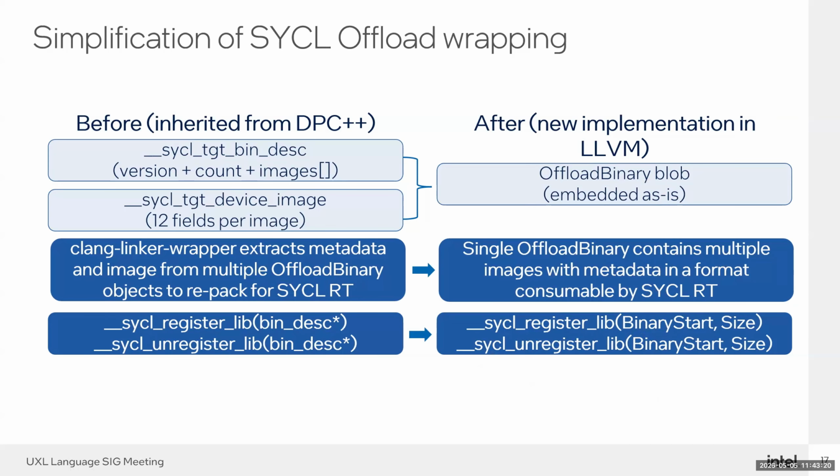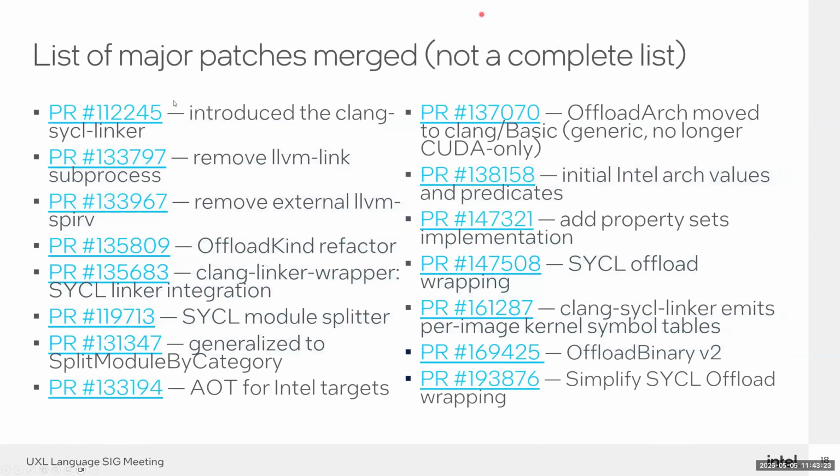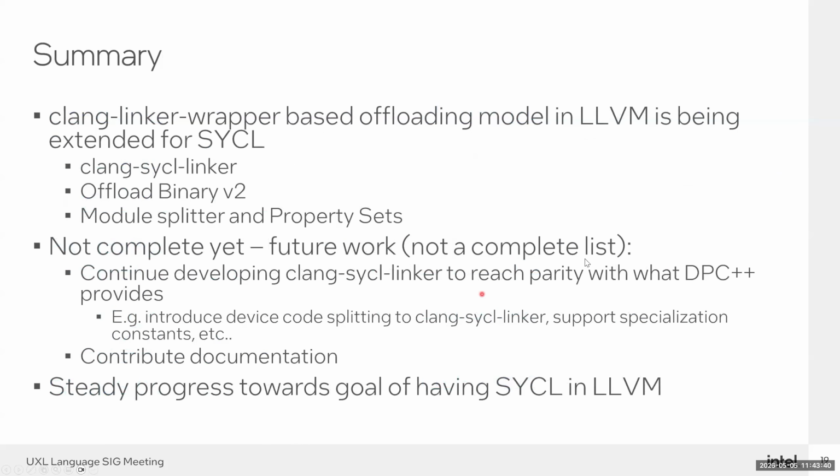Okay. And this is just a list of major patches merged to implement this work that I described. It's not a complete list, but I think everything that was major is listed here. And to summarize, Clang linker wrapper offloading model is being extended in LLVM for SYCL. We introduced Clang SYCL linker, we introduced offload binary version 2, and we introduced module splitter and property sets implementation.